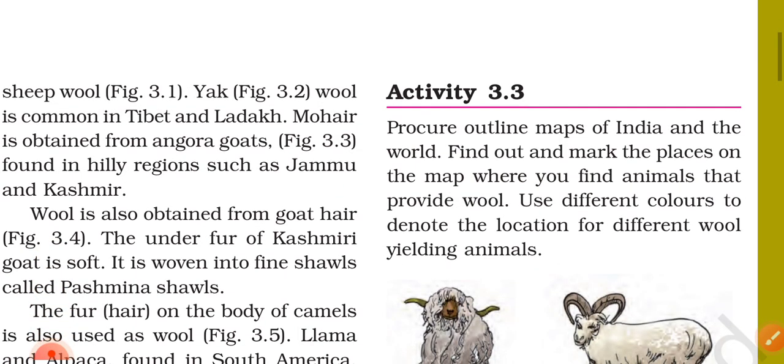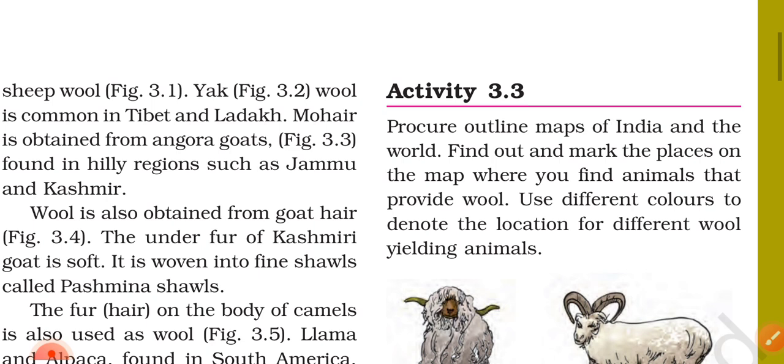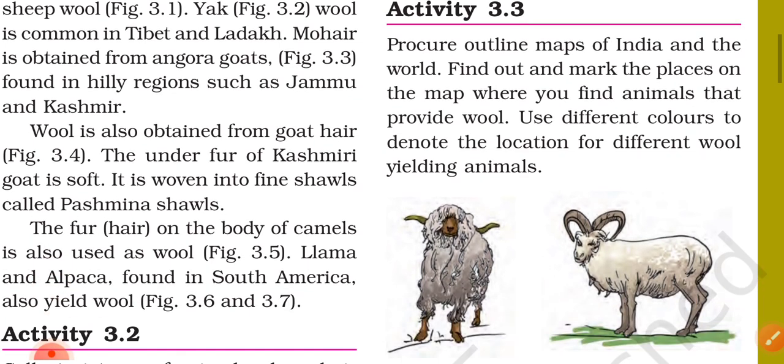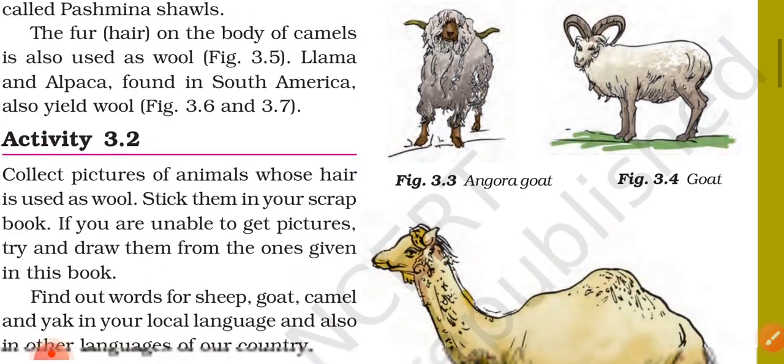Activity 3.3: Produce outline maps of India and the world. Find out and mark the places on the map where you find animals that provide wool. Use different colors to denote the locations for different wool yielding animals.